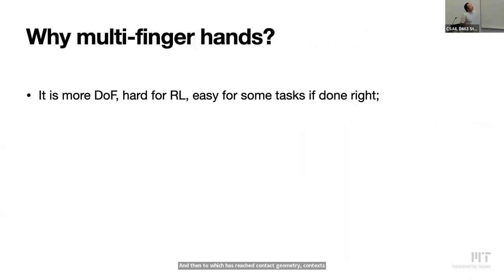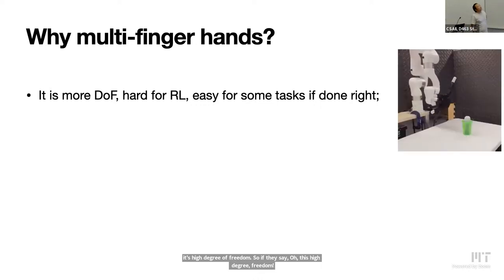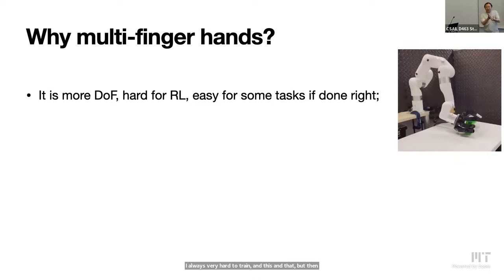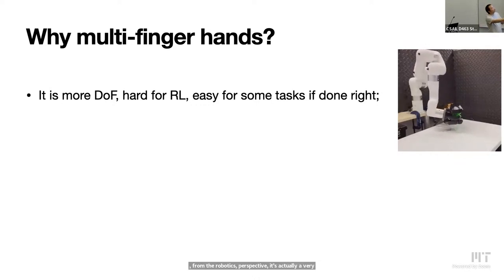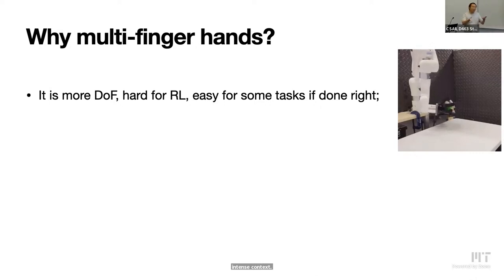Starting from hands, the reason I like hands is, first of all, it's an interesting problem that reinforcement learning people would think is very hard because of the high degree of freedom. They say, oh, there's high degree of freedom, RL is very hard to train, and this and that. But from the robotics perspective, it's actually a very intense contact. And if you have a good closure of the object, usually the grasping is really robust, and with more robust grasping, it's actually an easier problem when you are doing tasks like grasping. This contrast, that learning is harder but for application it's somehow easier, is very interesting to me.